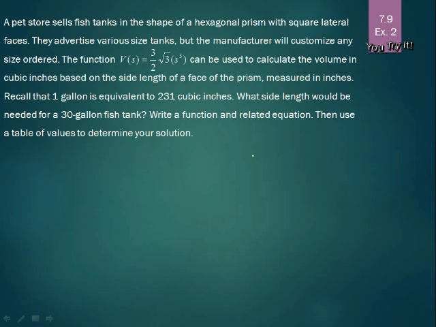What side length would be needed for a 30-gallon fish tank? Write a function and related equation. Then use a table of values to determine your solution.